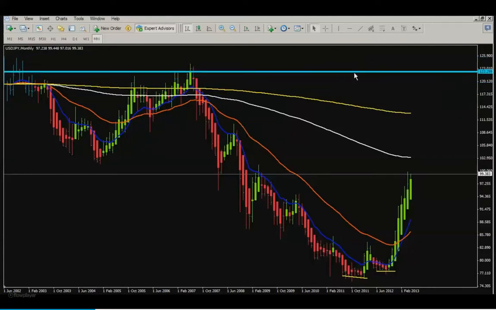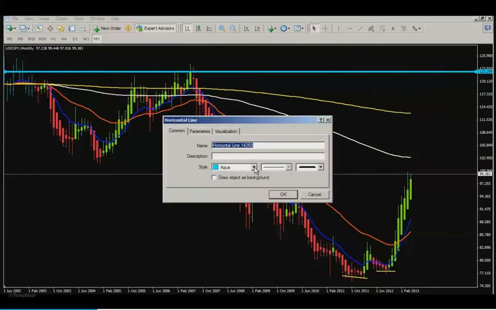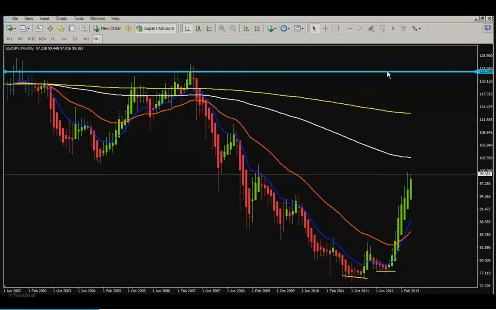Of course, remember, you can change these lines by double click or right click on it afterwards, and then you can change the color or whatever you want to change here. I leave it as it is. I like it. It's aqua, it's light blue. Good enough.